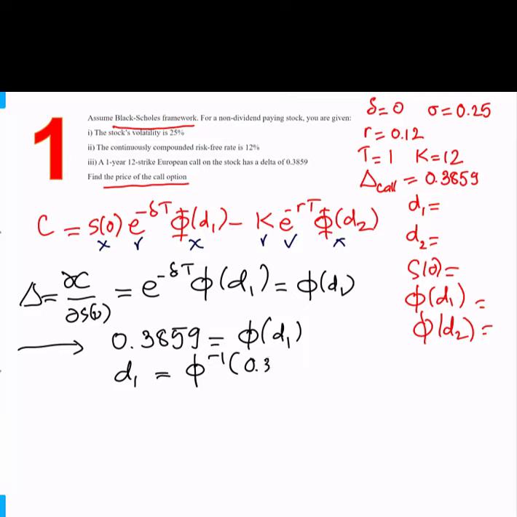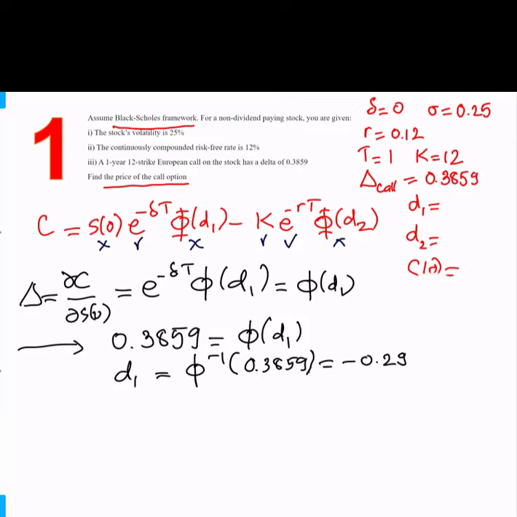D1 is equal to phi inverse of 0.3859, which is negative 0.29. So yeah, negative 0.29. So now I have figured out D1.